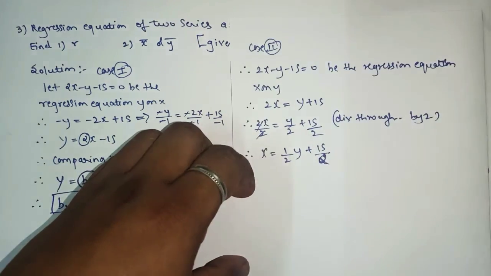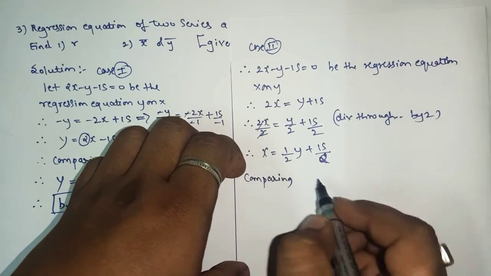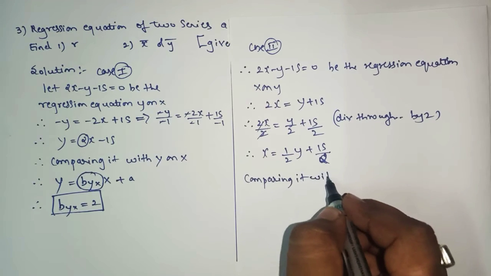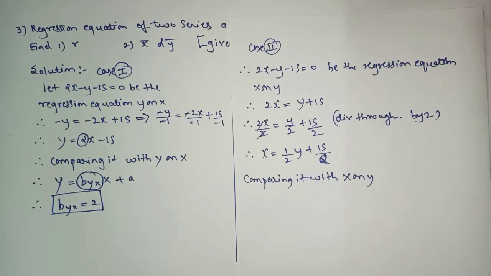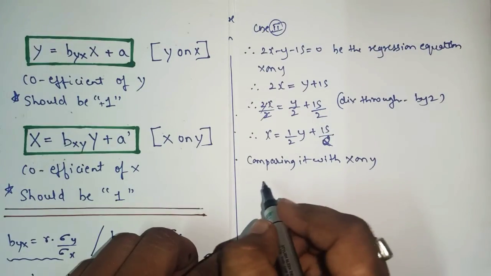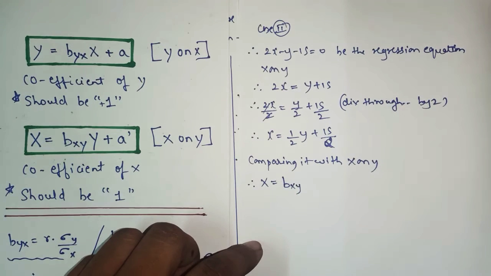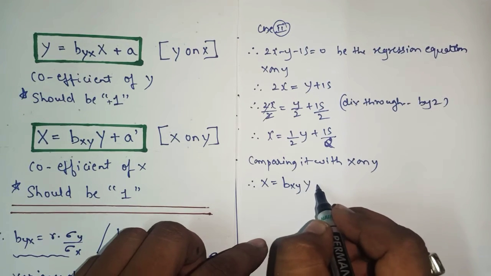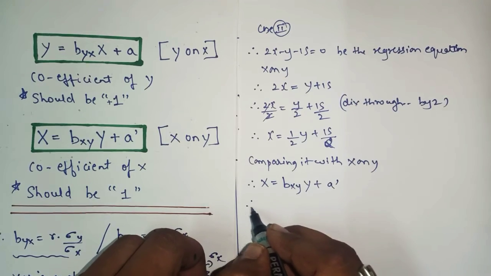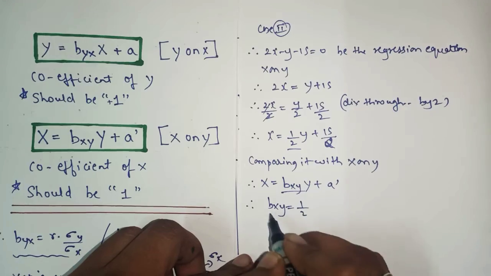Okay, so now we'll write, comparing it with x on y. So we know that x on y is x equals bxy y plus a dash. So clearly we can see that the value of bxy is 1 by 2.